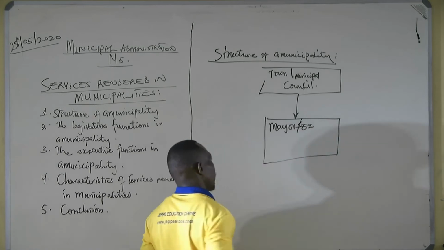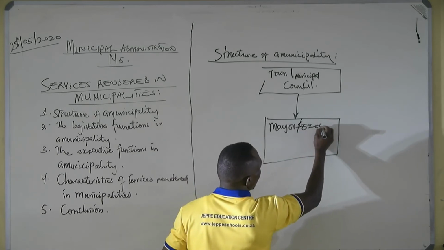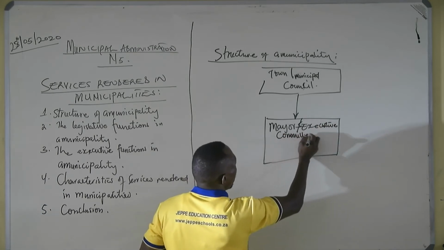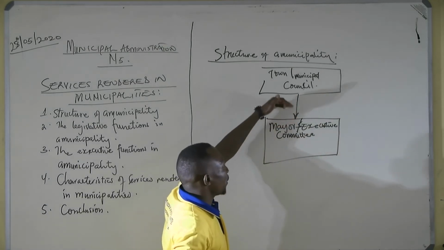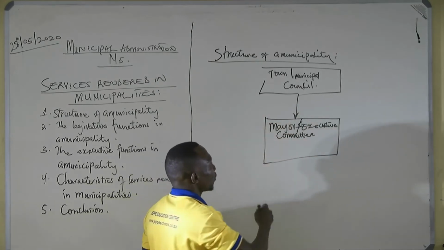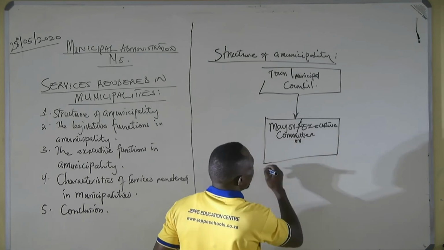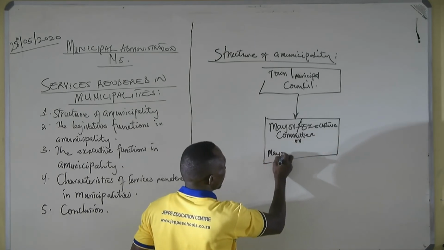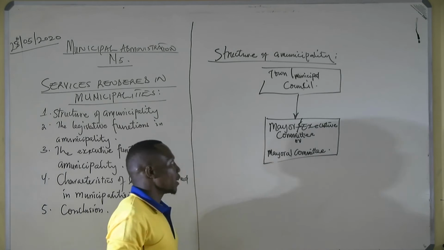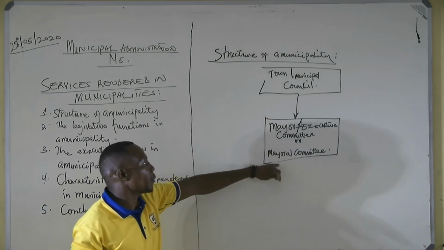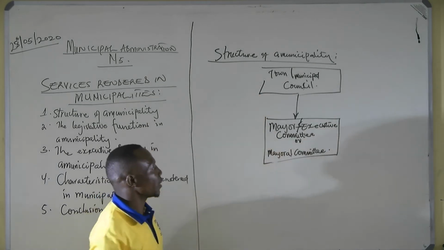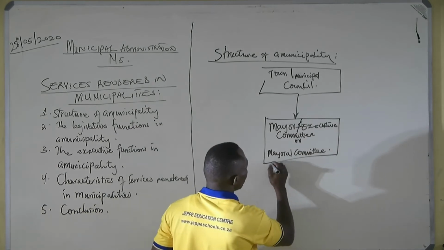Sometimes the mayor is together with the executive committee. We have the mayor and executive committee. These are appointed by the municipal or the town council, and they are directly answerable to the municipal council. Sometimes we call this institution the mayoral committee. The mayor and the executive committee are all appointed by the municipal council, and therefore they are directly answerable to the municipal council.